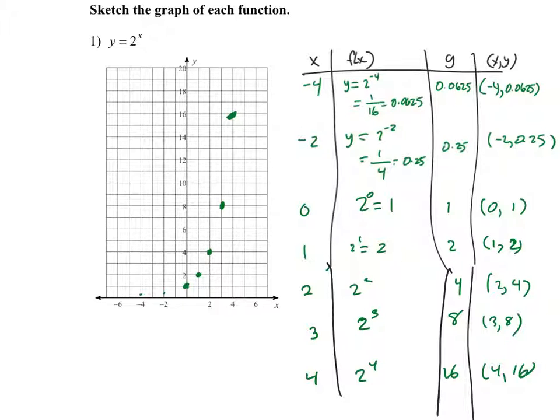Remember again that the x-axis is an asymptote. So that means that this graph is not going to intersect the x-axis.